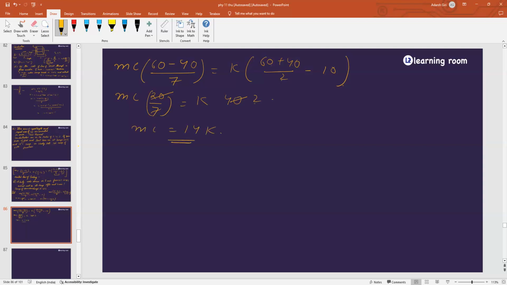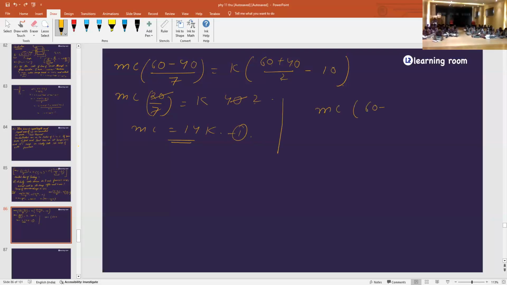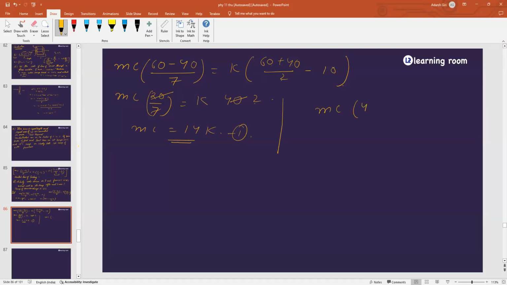Can I write like this? Yes, sir. Okay, this is my equation 1. Now I have to find the final temperature in the next 7 minutes. So again, I'll be writing the same equation: MC (60 minus 40). Let us say that it is now at 40 degrees Celsius, and let us say that it is at T2 degrees Celsius after 7 minutes.